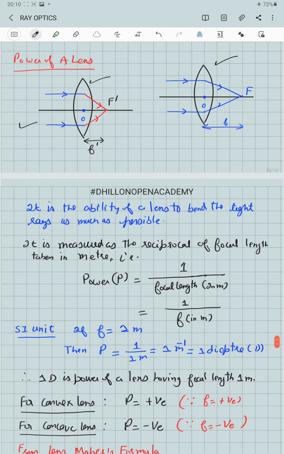Always remember, for convex lens power is positive because its focal length is positive, and for concave lens its power is negative because focal length is negative.